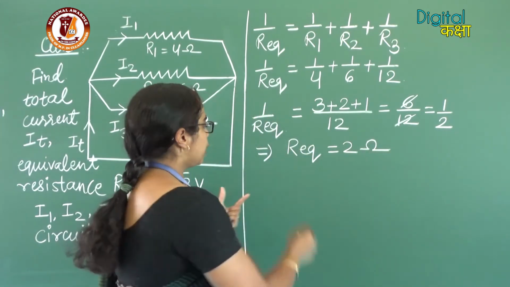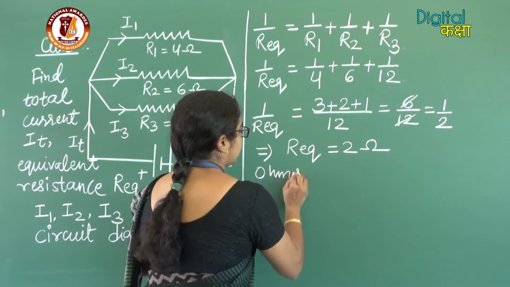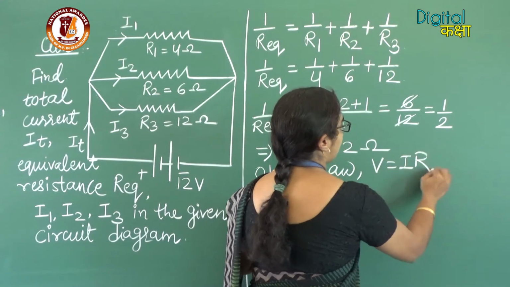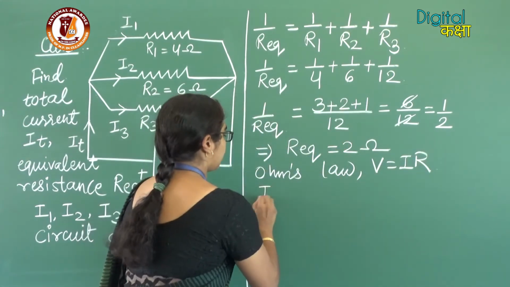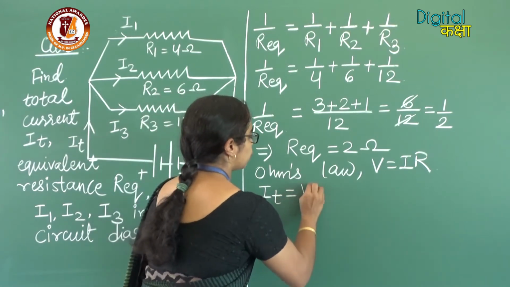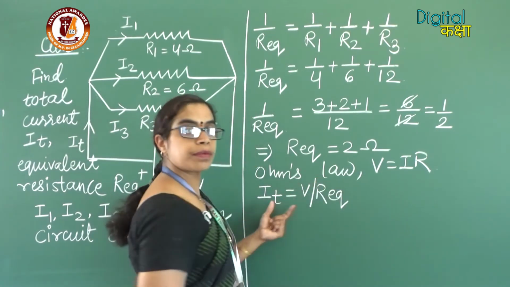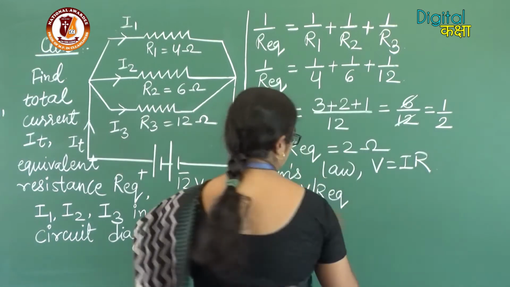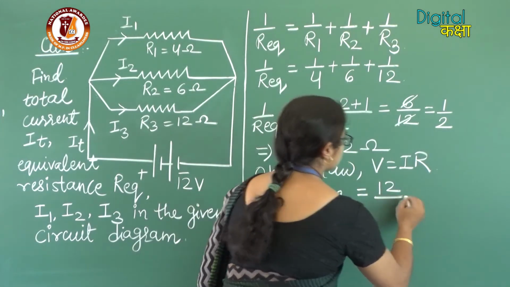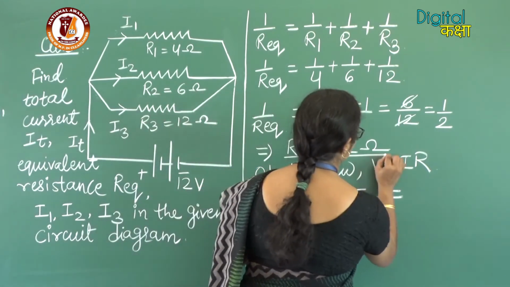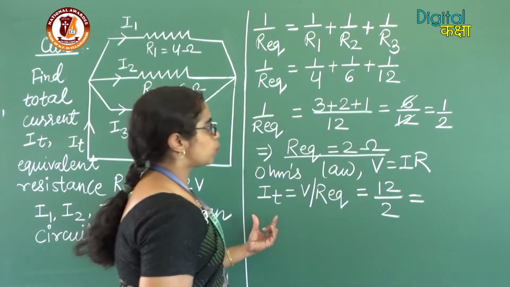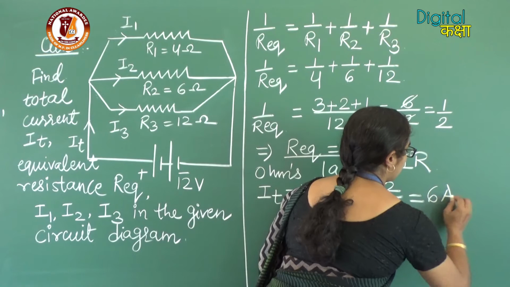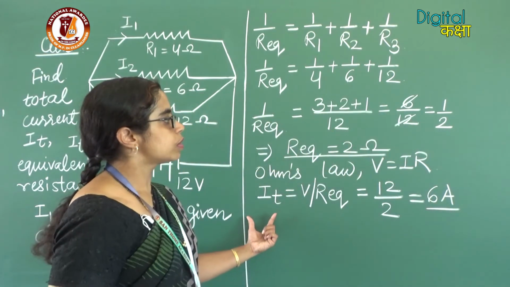As we know that Ohm's law is giving us the relationship between the 3 quantities, that is V is equal to IR. So I can write the value of IT to be equal to V upon R equivalent. In the question, the value of V is given as 12 volt. So this value will be obtained as 12 upon 2, which will come out to be equal to 6. So the total value of the current is equal to 6 ampere.